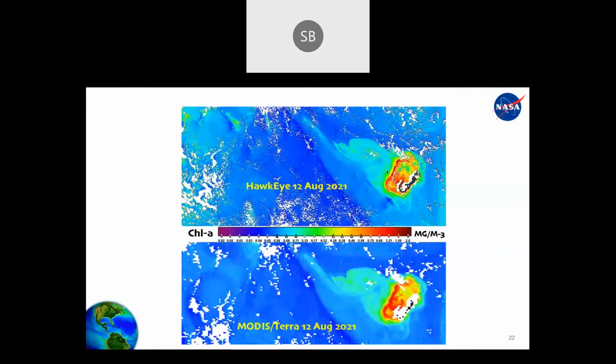In addition, because we have 120 meter resolution, this image showing on the top the HawkEye measurements around Bermuda Island in the Atlantic has much sharper, much finer detail in the eddies coming off around the island than you can see in the MODIS Terra image below. So we have credible data. It matches what we're getting from the big boys in space, and it does it at a higher resolution.